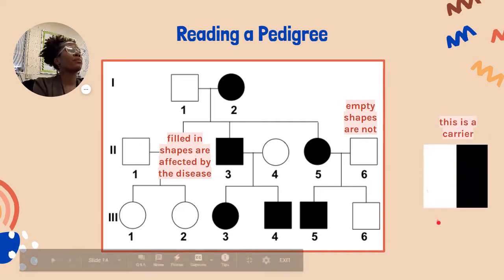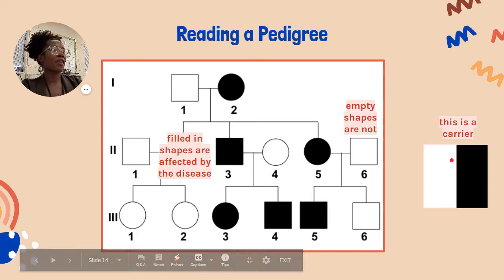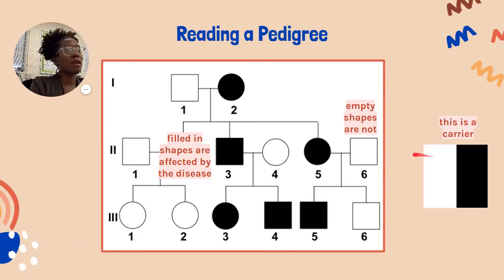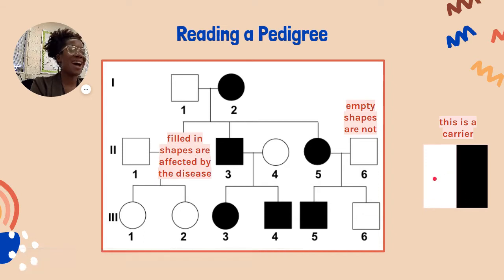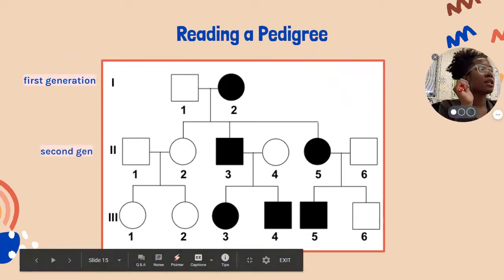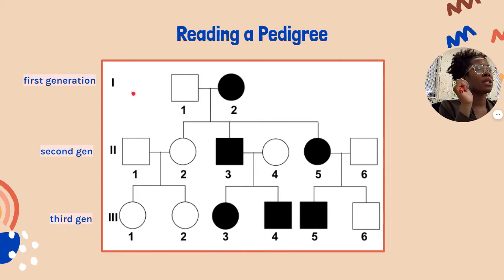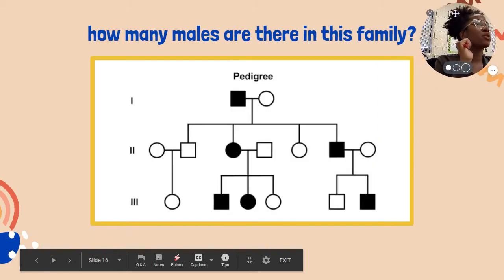And sometimes in some pedigrees you'll see these shapes that are half and half. That just says that this person is a carrier. That means that they do not have the disease themselves, but that they do have the potential to pass it on to their offspring. And of course, we have generations. So this is the first generation of this family, the second generation of this family, the third generation of this family. So let's do some practice problems. Make sure that we understand this concept.